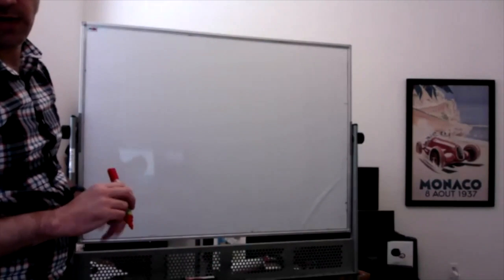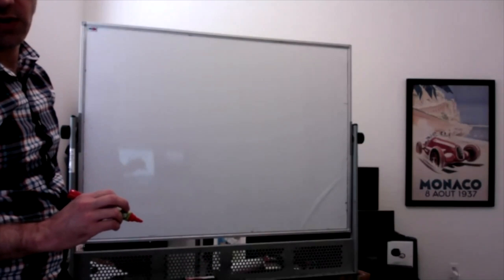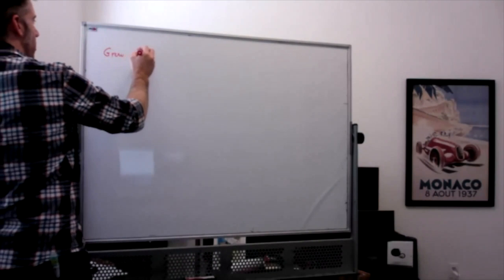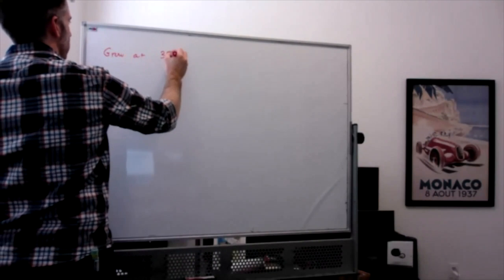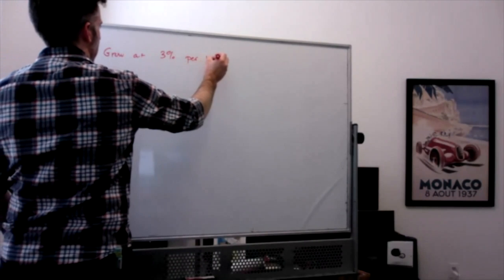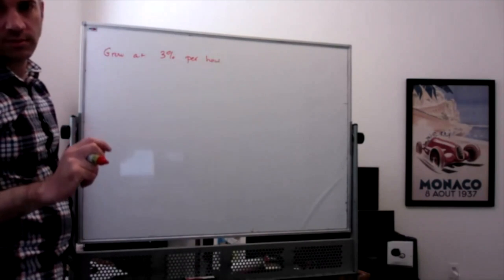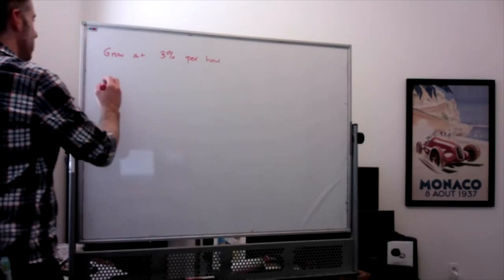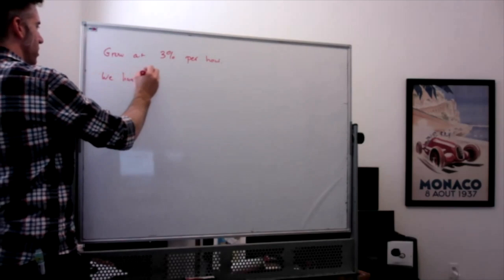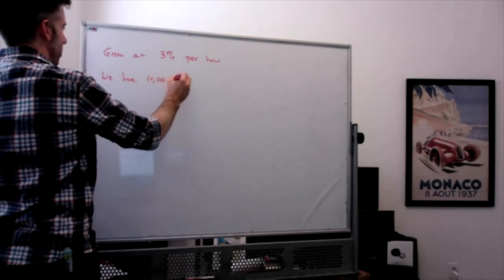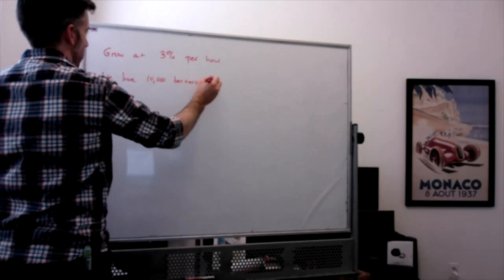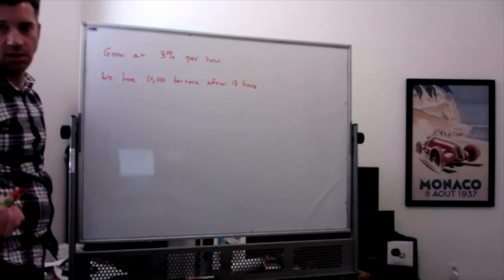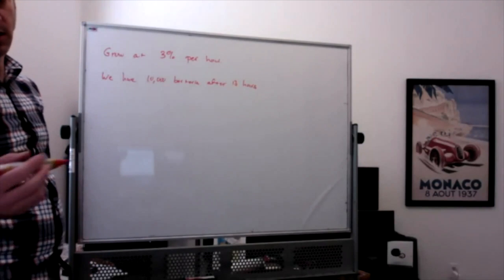So an experiment has found that bacteria grow at a rate of 3% per hour. So bacteria grow at 3% per hour. If there are 10,000 bacteria after 15 hours, so we have 10,000 bacteria after 15 hours. How many bacteria are present at the beginning of the experiment?